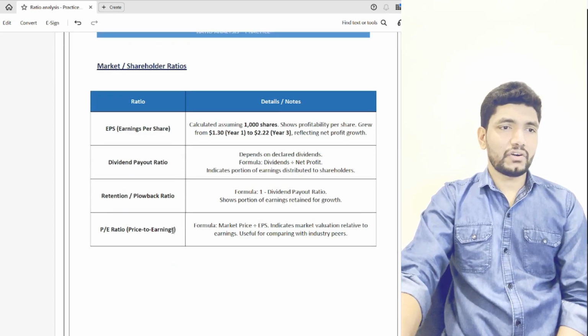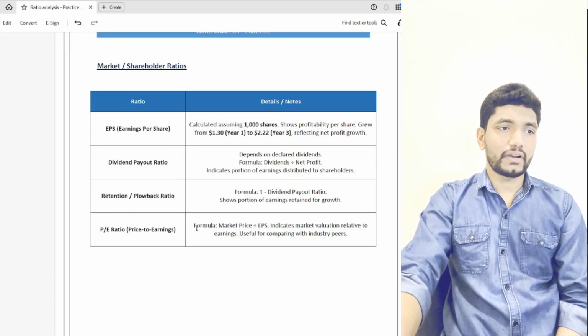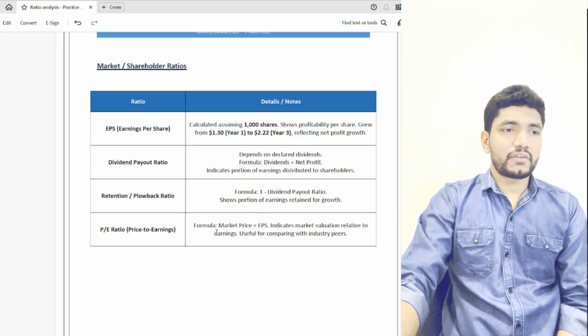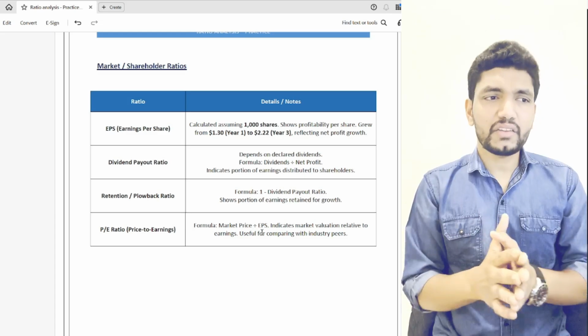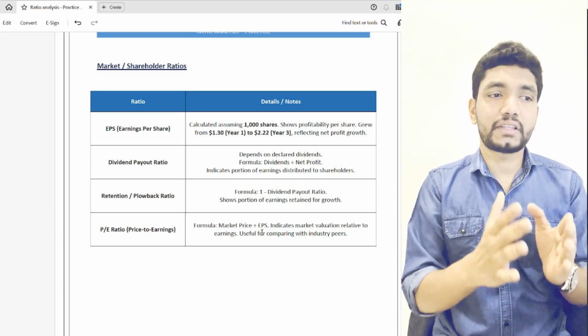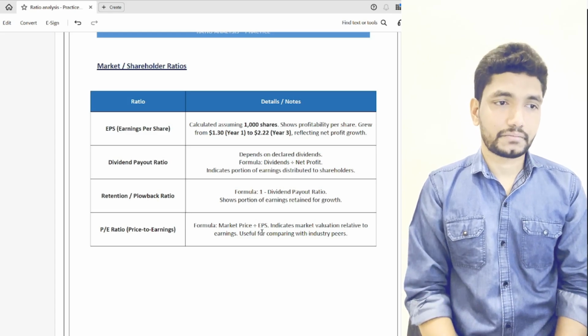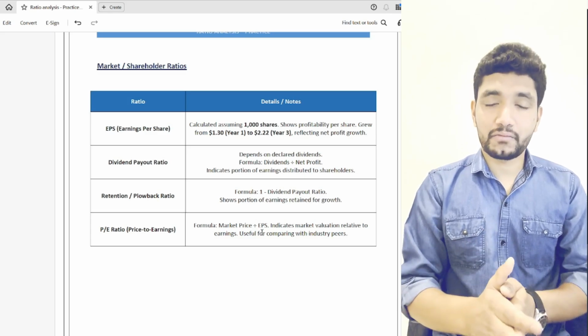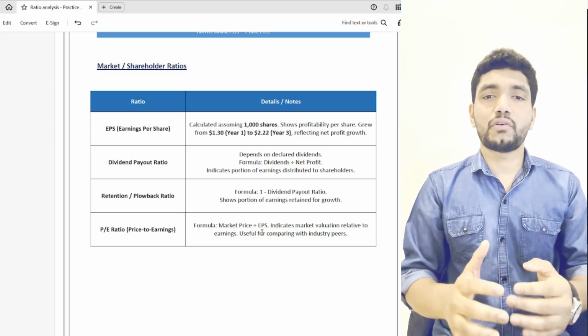Next, the PE ratio, or price to earning ratio. The formula is market price divided by earning per share, EPS. It is comparing the company's earning with the market price. Again, it is very useful, very meaningful when we are comparing with the industry peers or with the industry benchmark.